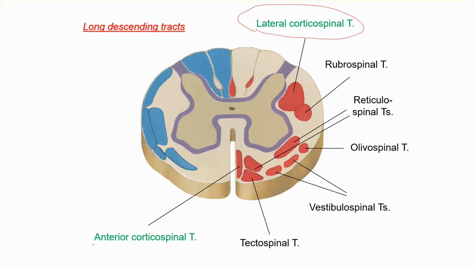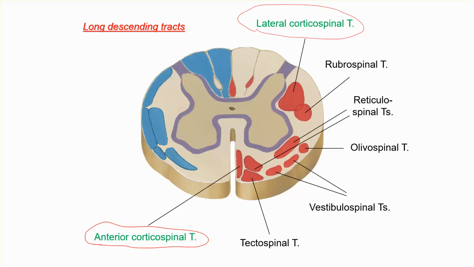Whereas the uncrossed fibers come along the anterior corticospinal tract, and this is the location for it. All that you're seeing in red and labeled are the descending tracts, okay. So the lateral corticospinal tract and anterior corticospinal tract are related to the pyramidal system. However, just quickly look into the spinal cord also.